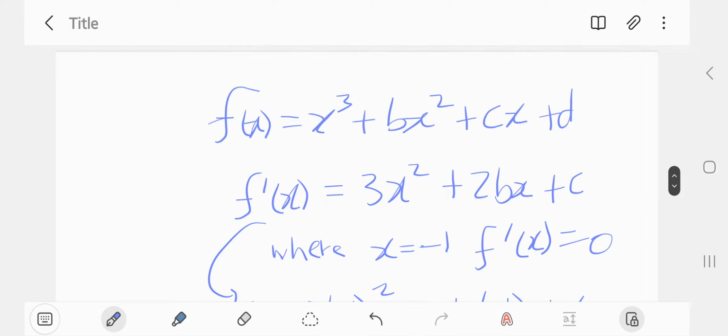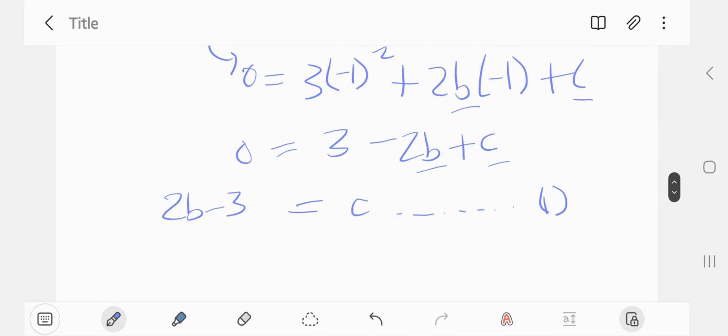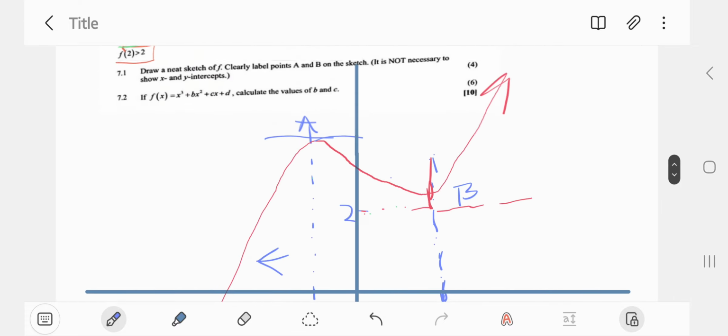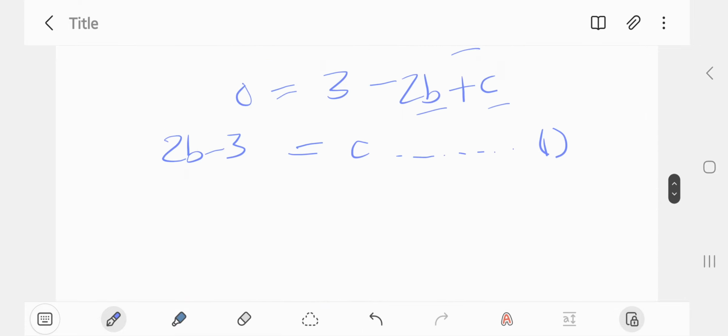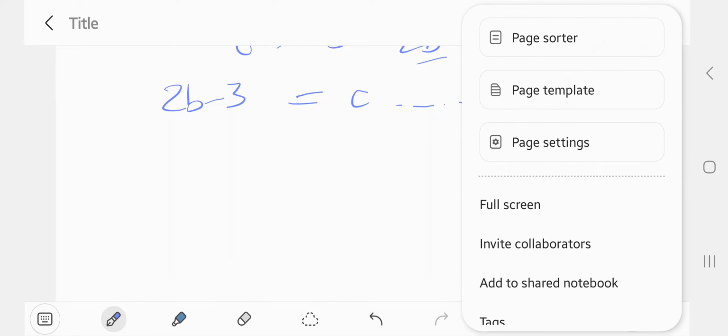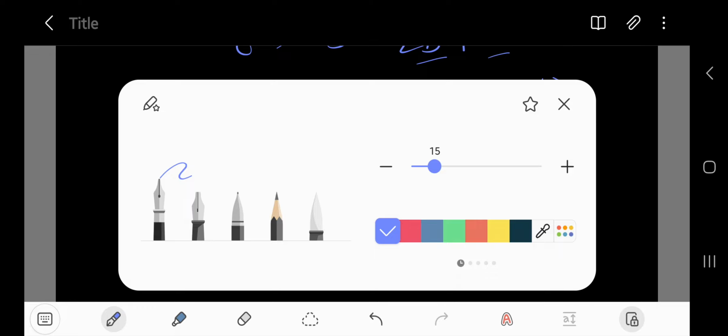So now we have another piece of information. Look at this, guys. We have two unknown variables, b and c, which is what they're looking for. And also we have two sets of information that we can use in order to make this a simultaneous equation. So let's move. I'd like to just do this page setting. Let's go black. Black is beautiful.